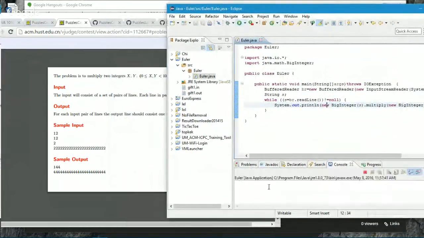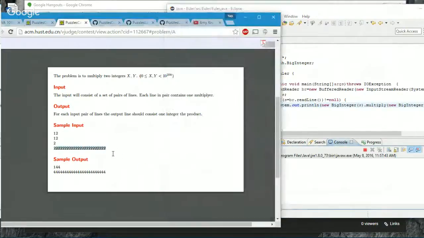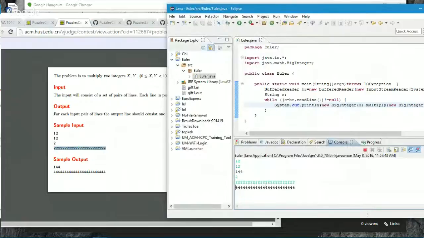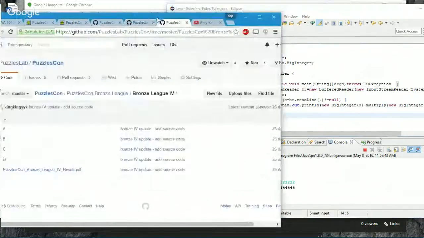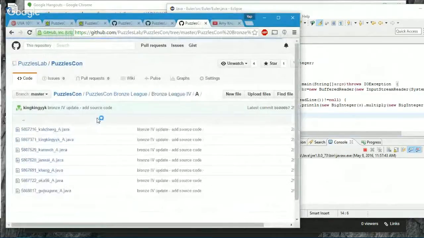Let's run it. 12, 144, 2, a bunch of 2s. Oh, all right, so it seems to be correct. In fact, this is a correct answer. So we can see from the correct answer here.